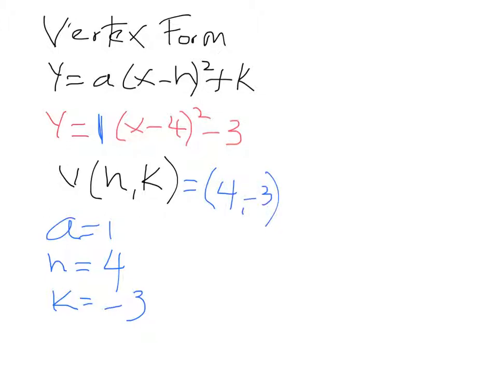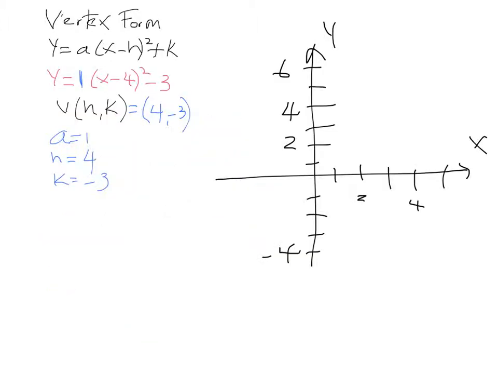And that's my first step. Now I need to plot that vertex on my coordinate plane. The vertex is 4 comma negative 3, so I'm going to go in x 4 and I go down negative 3. So it's around here, a little bit higher, I think. Around there. So that's your vertex.